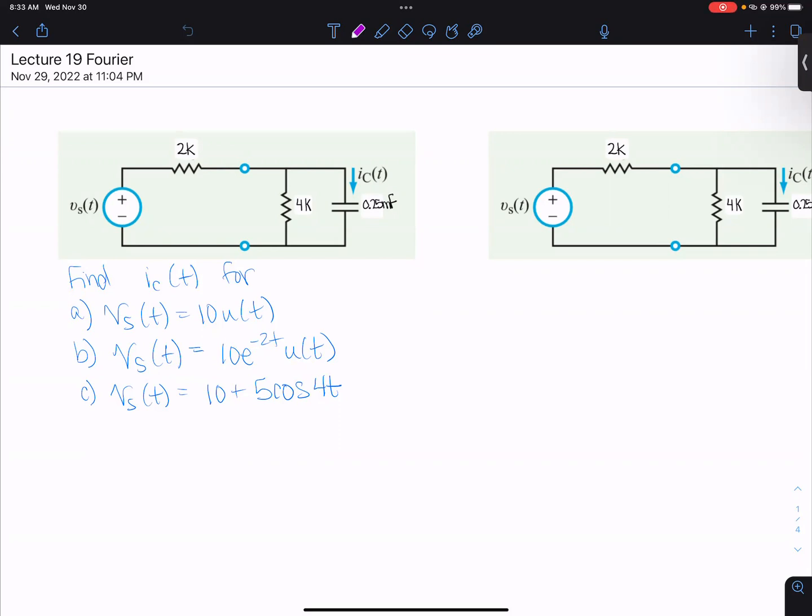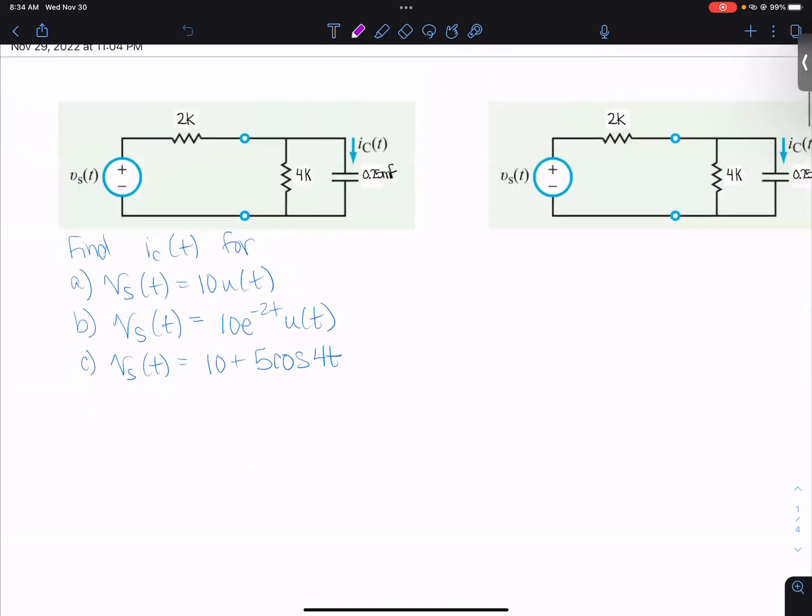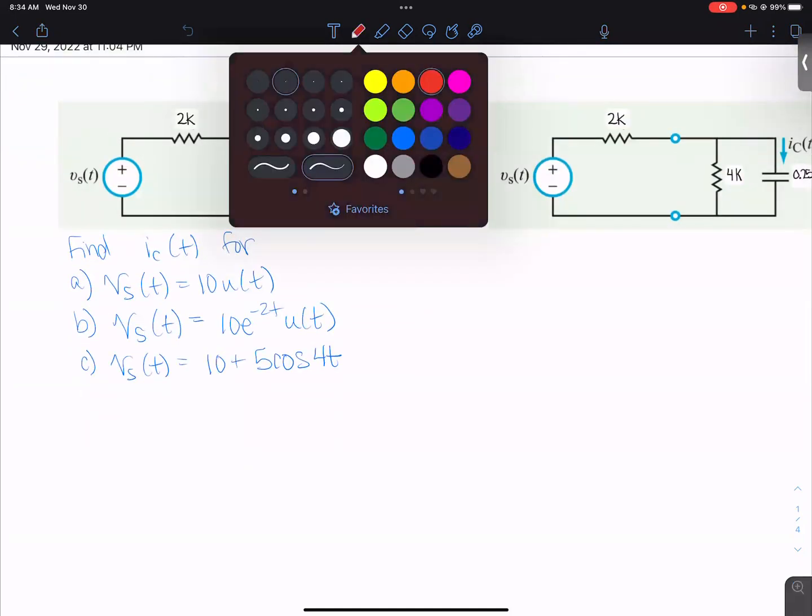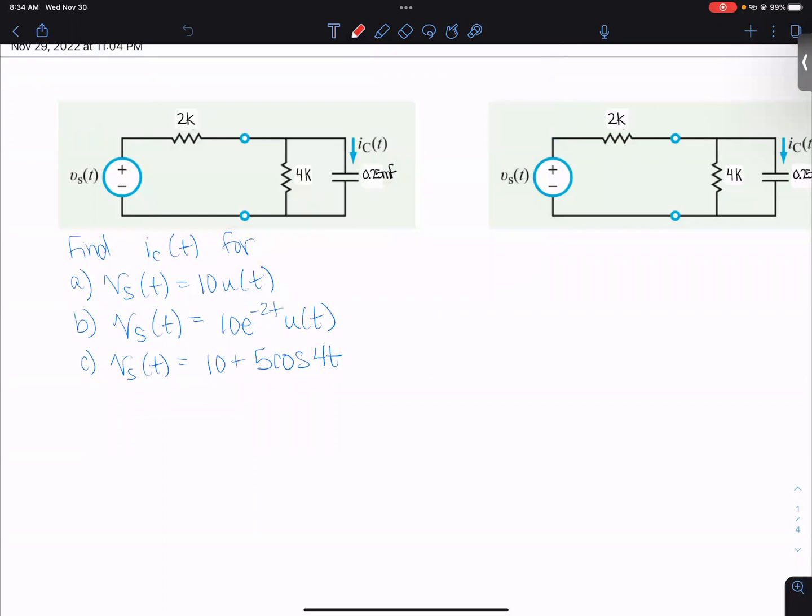If we get this circuit here and we want to solve it with the Laplace, the first input signal has a u of t, the second signal has u of t, but the third one does not, which means we can't use Laplace for that third signal. So to solve this, take a minute to write an equation to solve for IC of t.